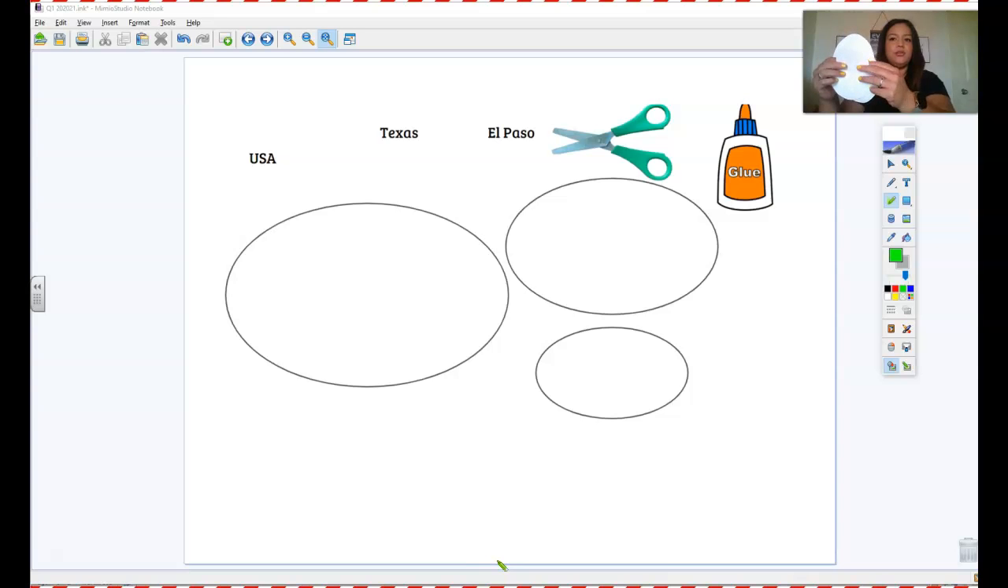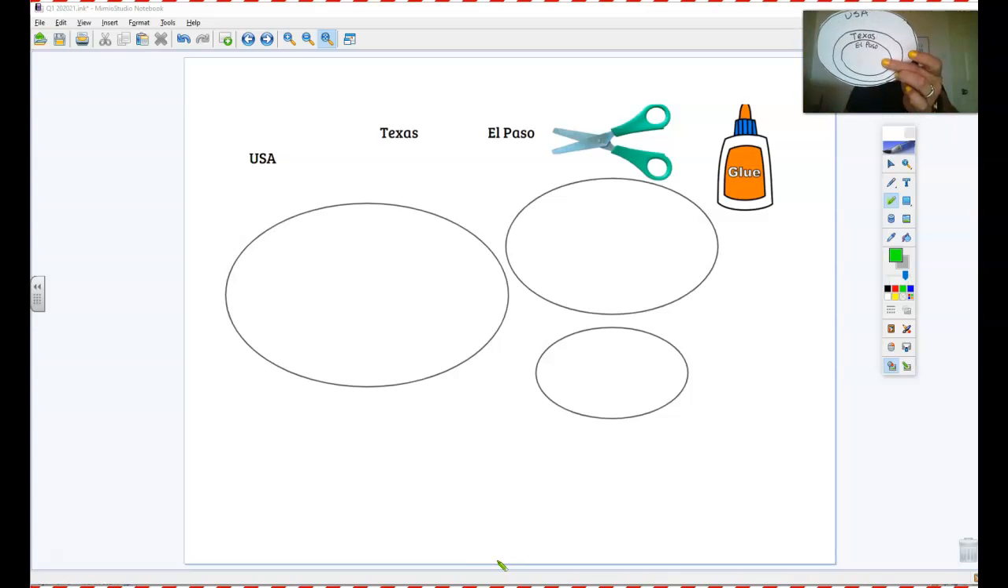So the largest oval, I think that one should be called the United States, right? Because inside of the United States belongs Texas. All of Texas is inside of the United States. And inside of Texas is El Paso. So all of El Paso should be inside of Texas. But at the same time, all of El Paso is also inside of the United States because it's overlapping all of Texas, and all of Texas is overlapping all of the United States.